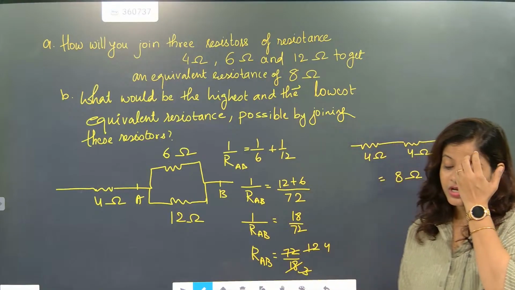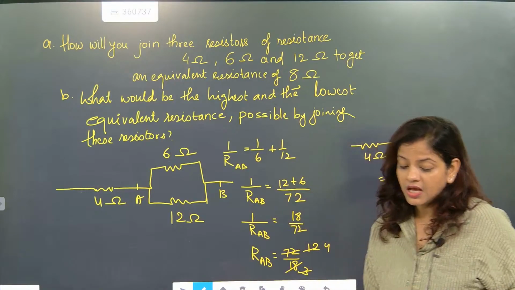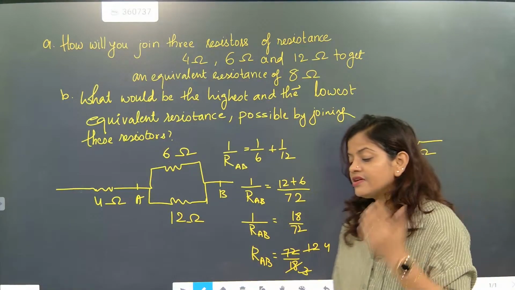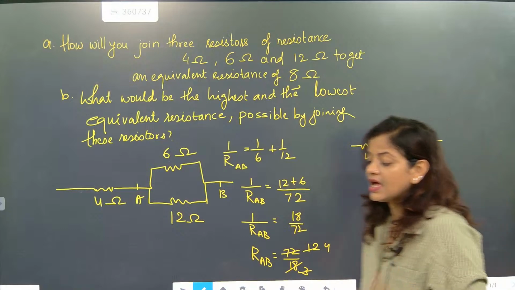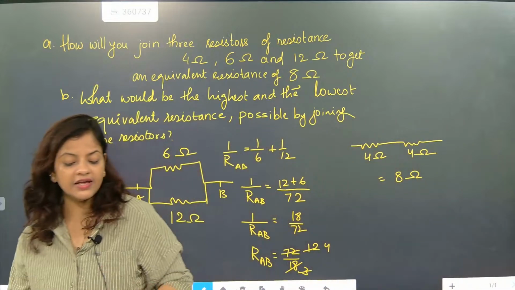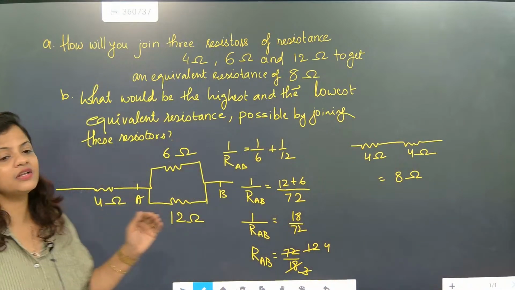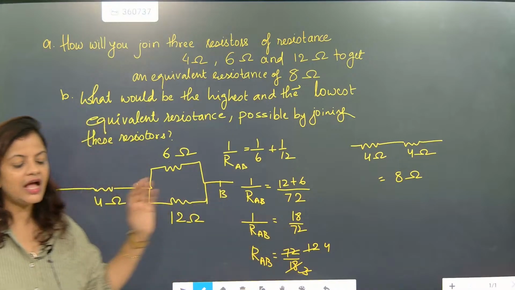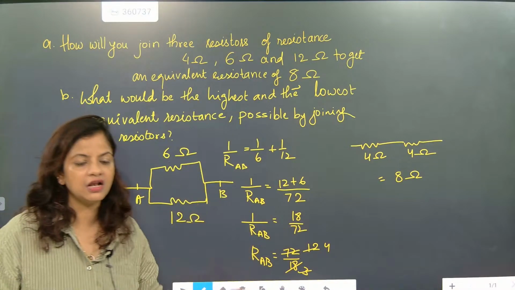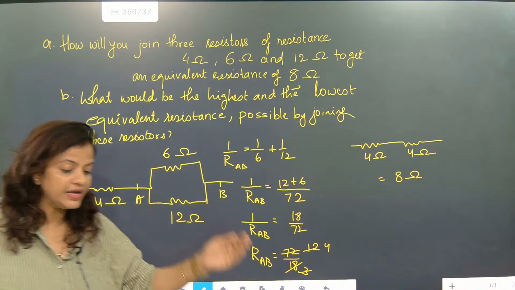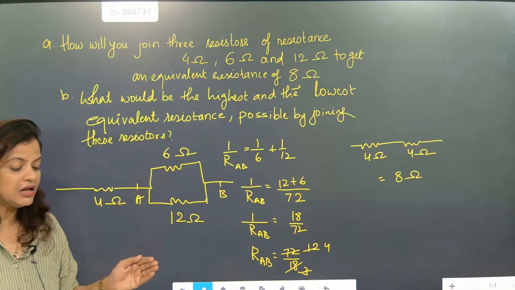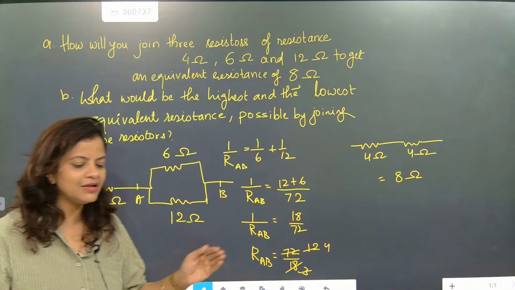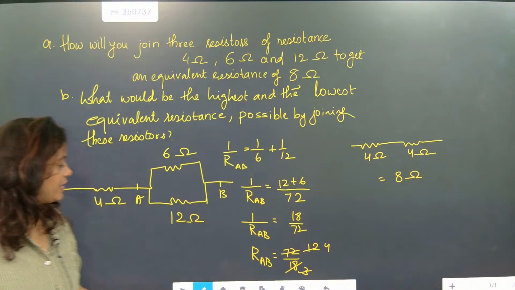Now what next question they are telling you is, what would be the highest and what will be the lowest equivalent resistance. So when they are asking what will be the highest and what will be the lowest, what case will we be doing? One time we will connect it in series, and one time in parallel, because series will give you the highest equivalent resistance and parallel will give you the lowest equivalent resistance. That's exactly most important here. I hope you might have understood here.